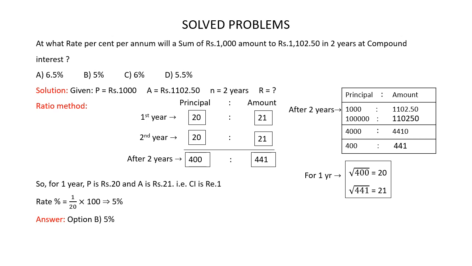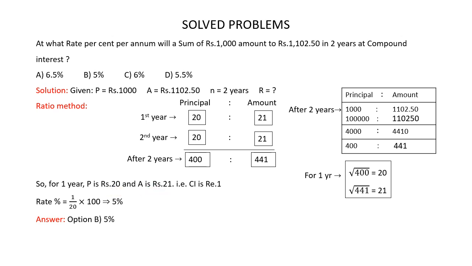Now 400 and 441 are perfect squares. So square root of 400 is 20, which means the principal for 1 year is 20. Square root of 441 is 21, which means the amount for 1 year is 21. So for 1 year, principal is rupees 20 and amount is rupees 21.